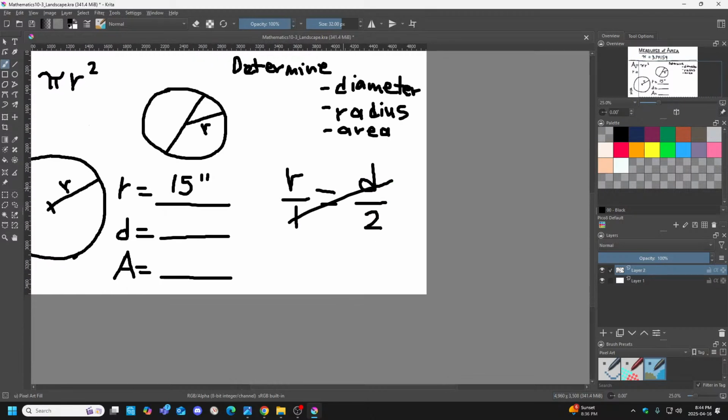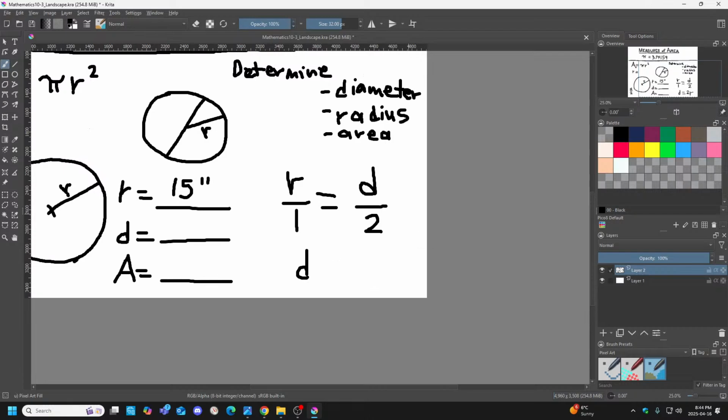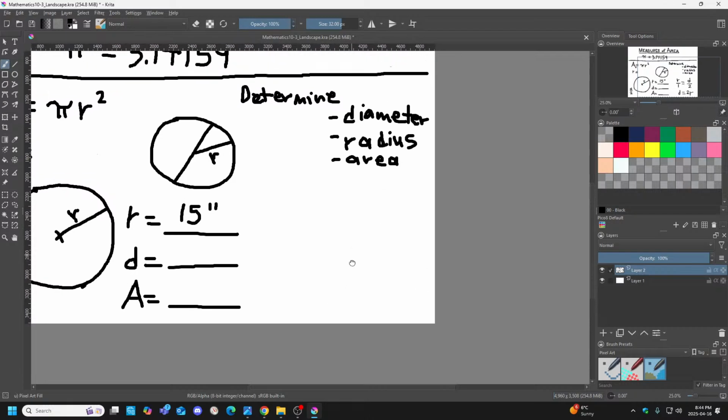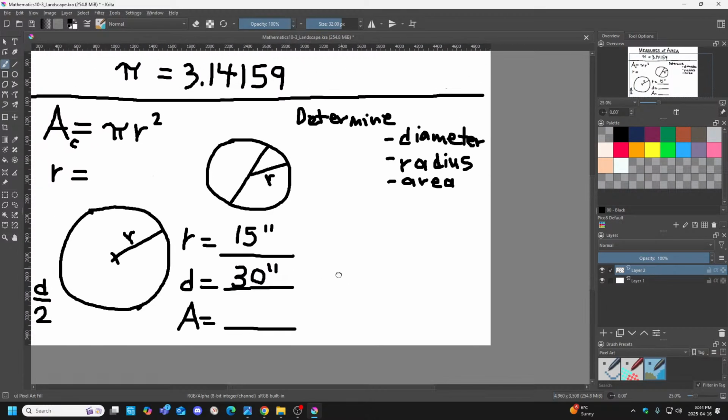Just cross multiply. D equals 2 times R. Boom, done. There you go. I hope you love that. It's a lot easier to understand, right? So we know the radius is 15, so 15 times 2 is 30. There we go, fill in the blanks. We don't need it in our formula though.